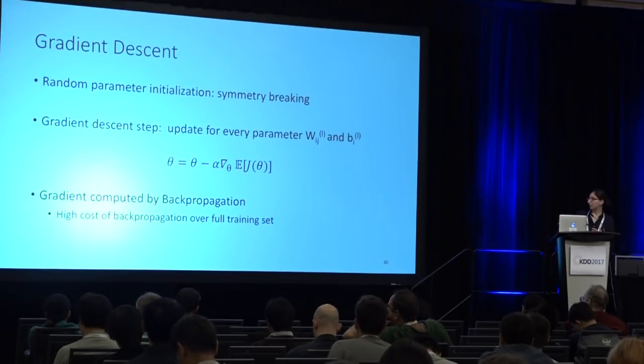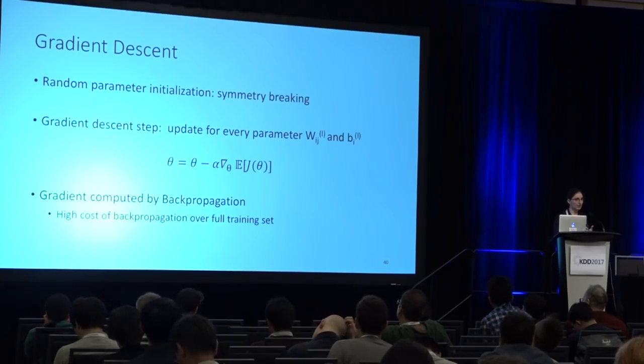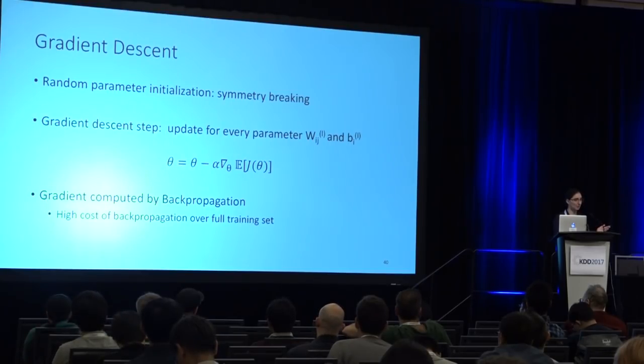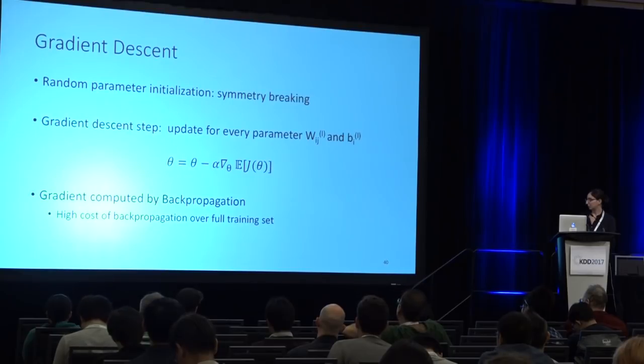So the way we train it is by using gradient descent. We first initialize the parameters randomly, and that helps with symmetry breaking. So if you were to initialize all your weight matrices and biases with the same value, all your neurons would end up being the same. So you do a random initialization, and then we'll do gradient descent just as usual.